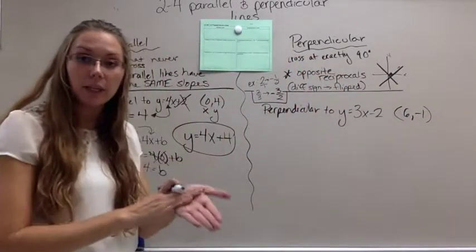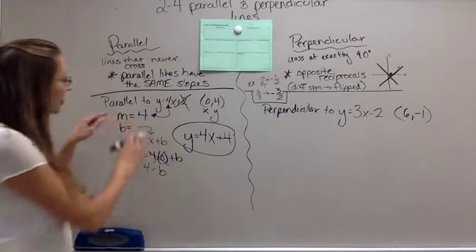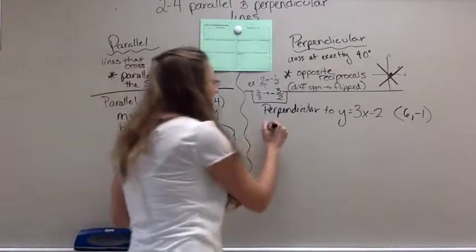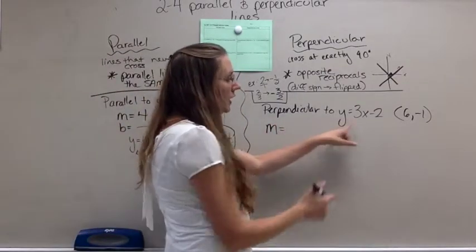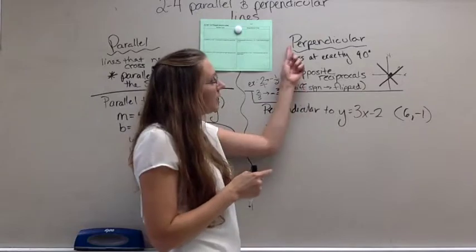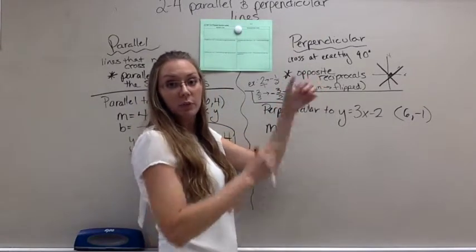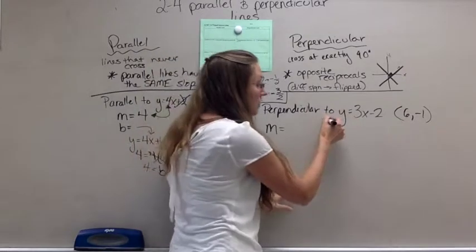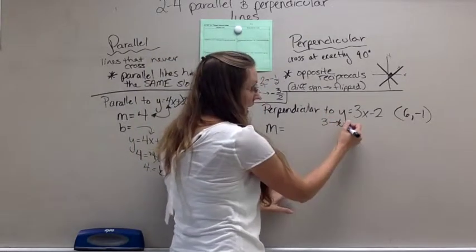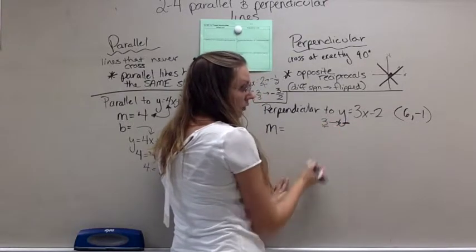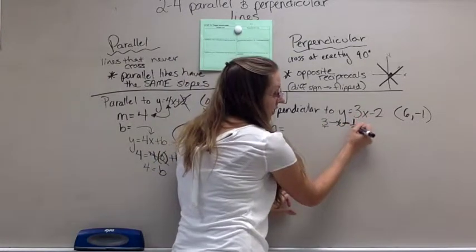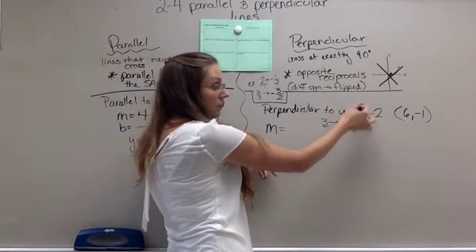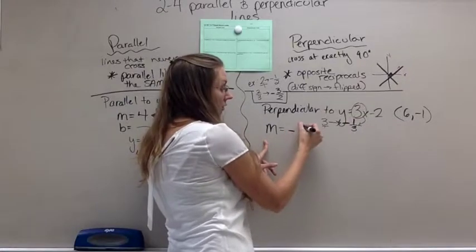We follow the same steps we did in parallel, except when we determine our new slope, we don't just steal the slope, okay? Parallel line, same slope. Instead, for perpendicular, we need to do opposite reciprocals. We need to flip and switch the sign of our slope. So if our old one was 3, our new one's going to have to be negative. This 3 is like 3 over 1, so it's going to become 1/3. So our new slope is going to become -1/3.